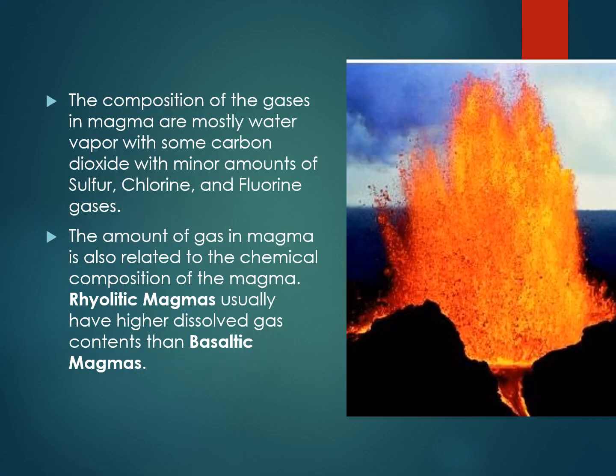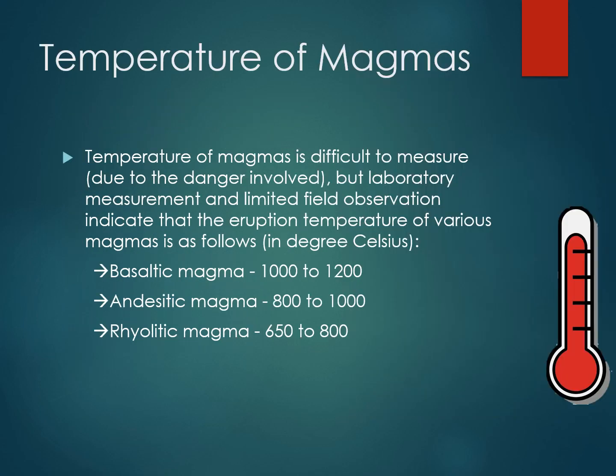The composition of gases in magma is mostly water vapor with some carbon dioxide and minor amounts of sulfur, chlorine, and fluorine gases. The amount of gas in magma is also related to the chemical composition of the magma. Rhyolitic magmas usually have higher dissolved gas content than basaltic magmas.